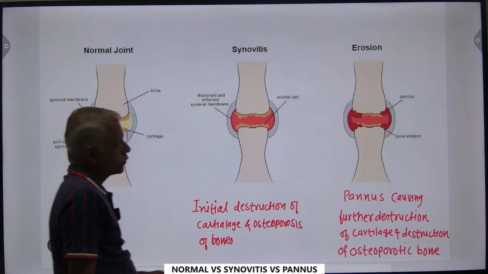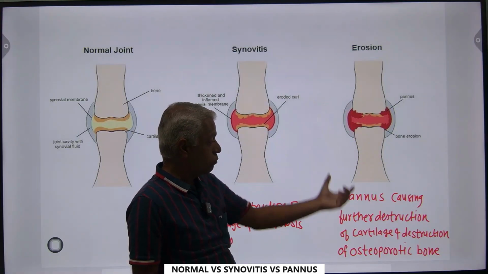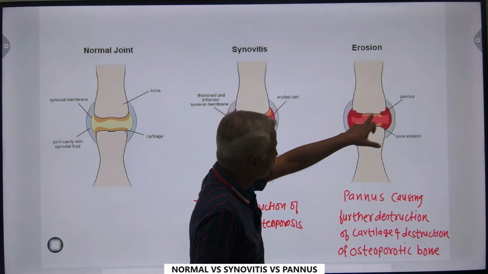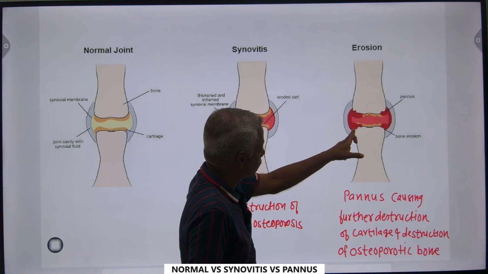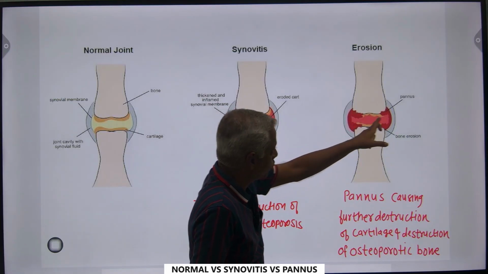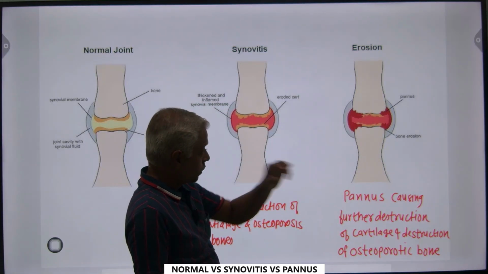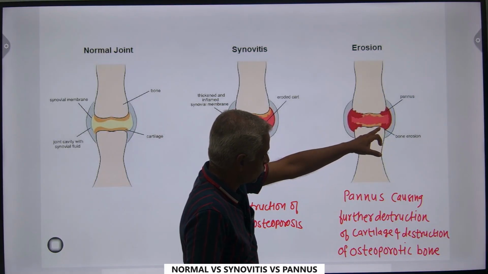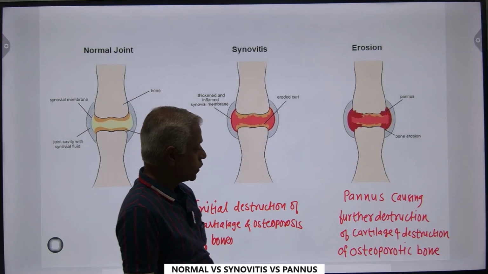Now see here, in this image we are trying to show the pannus. You can see this growth which is coming out of this synovial membrane. So this synovial membrane is thickened, and this growth arising from the synovial membrane is nothing but a pannus. Okay. So here we have a pannus, which is coming in physical contact with the cartilage and bone, and it is causing destruction of the cartilage and the bone.